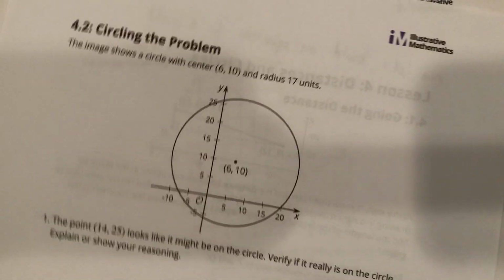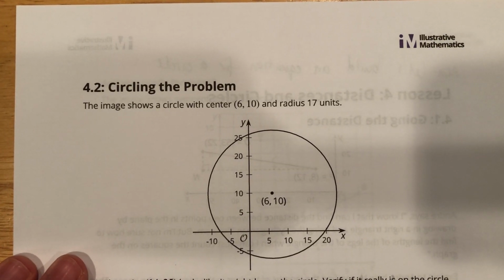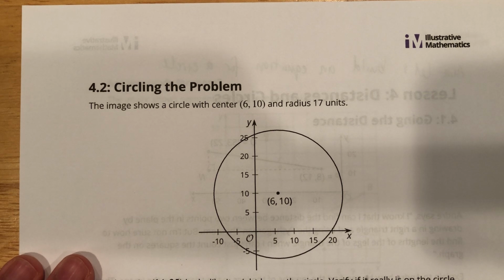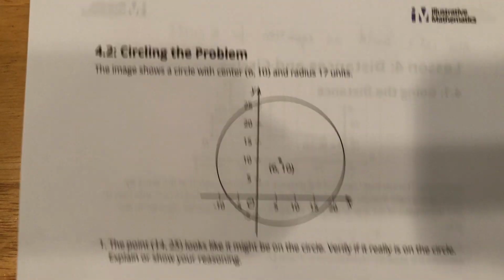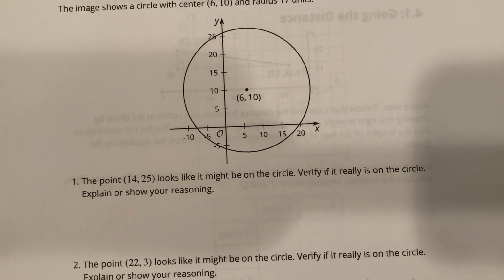Okay, I'm gonna jump ahead to 4.2. Right, that'll be answered on Google Classroom. All right, 4.2, circling the problem. The image shows a circle with center 6, 10 and radius 17 units. Number 1, the point 14, 25 looks like it might be on the circle. Verify if it is really on the circle. Explain or show your reasoning.